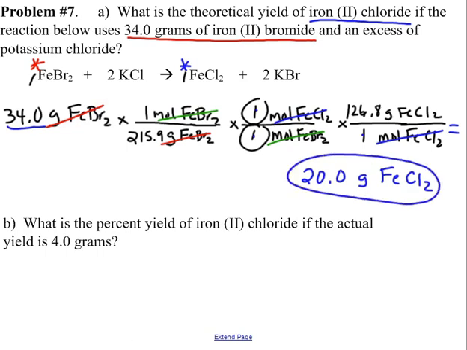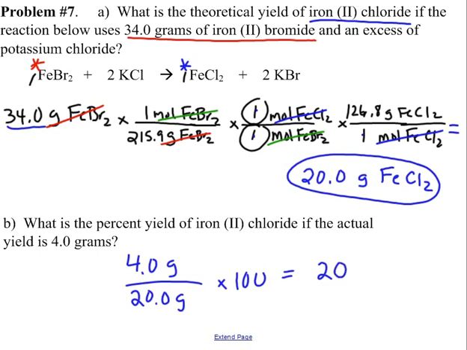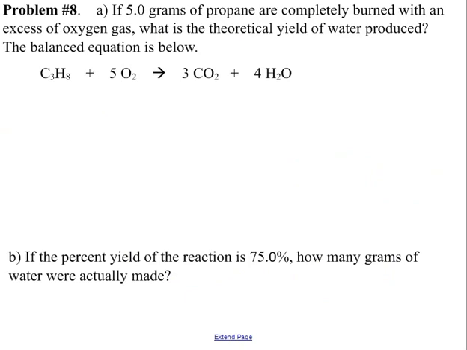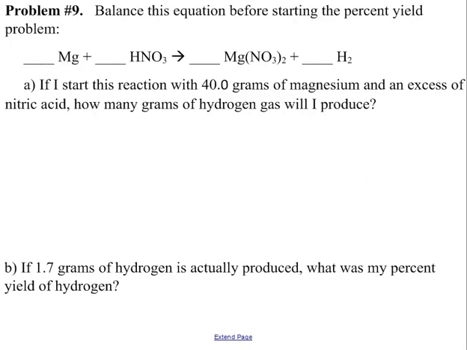If we then take this theoretical yield of 20.0 grams and use it in our final question here, what is the percent yield of iron 2 chloride? If the actual yield is 4.0 grams, so our actual yield of 4 divided by 20 grams, multiply that by 100, and of course we are going to get 20%. To make sure that we have 2 significant figures here, we will put a decimal point there, and then we have 20% there.